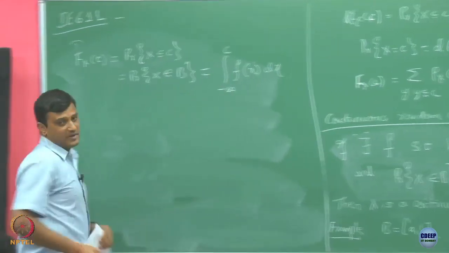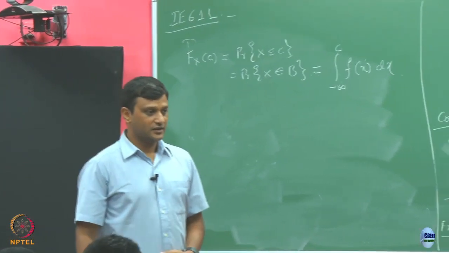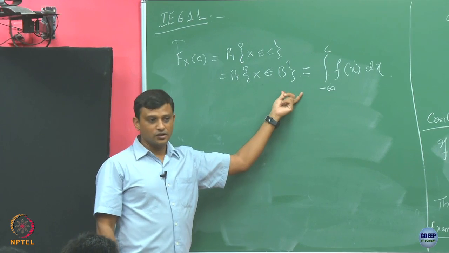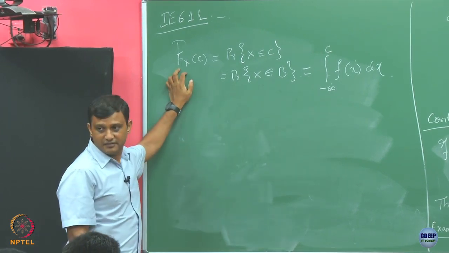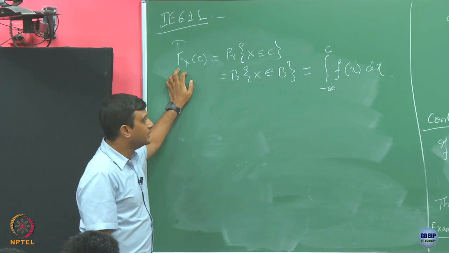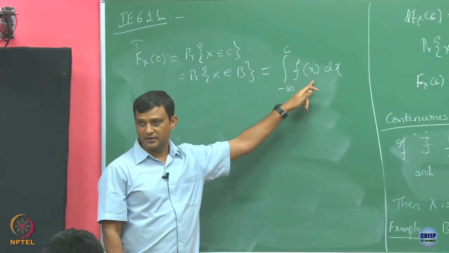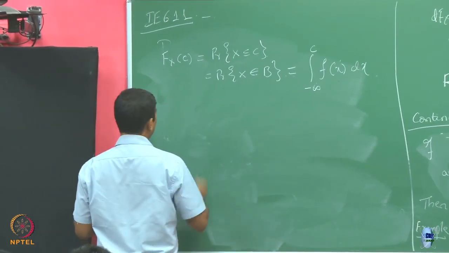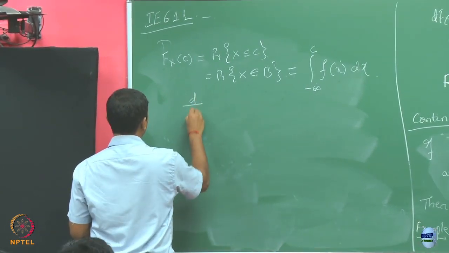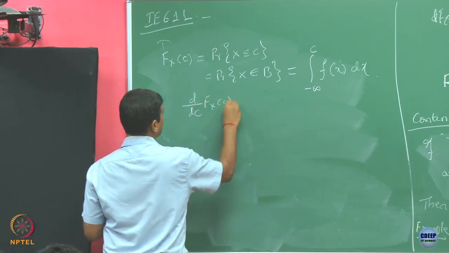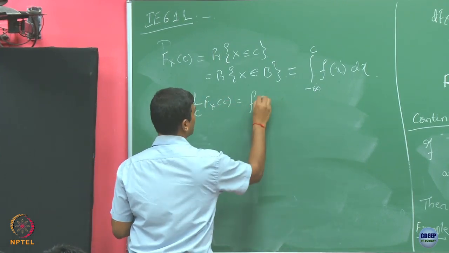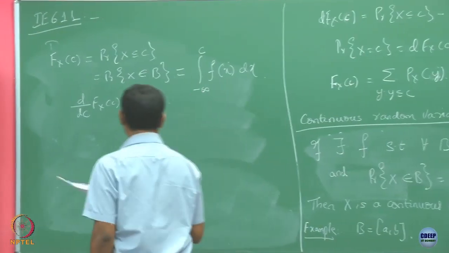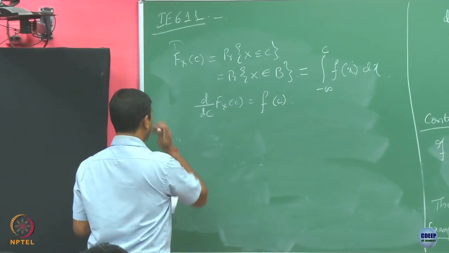Suppose my random variable X is continuous already. So if my random variable is continuous, I know this definition already holds, right? So my CDF is the integral of my PDF, okay. So we are just going to say that d by dc of the CDF is f of c, okay, fine. And we just get this by differentiating both sides.